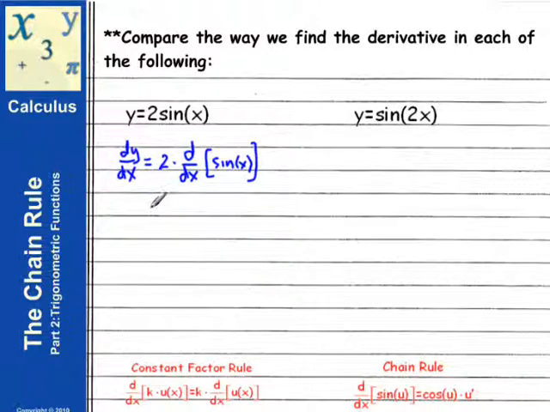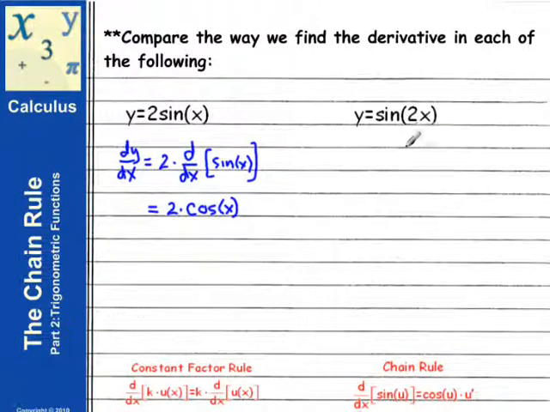Well, of course, in this case, the derivative of sine of x is a normal derivative of a trig function. Our argument matches our variable here exactly, and so we remember then that the derivative of sine of x is simply cosine of x, and this final result would be 2 cosine x.